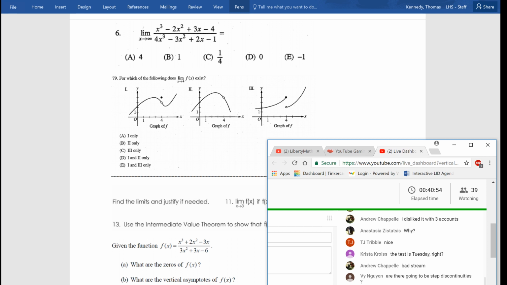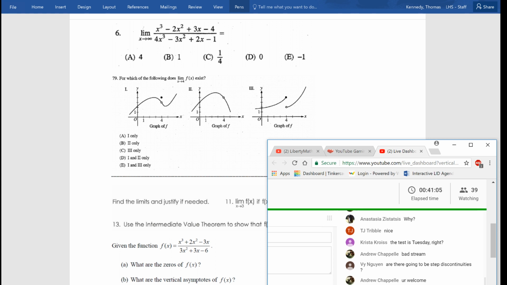Are there going to be step discontinuities? Yes. Step discontinuity is like in 79 here. There was a step discontinuity just right on the screen here. The third graph for 79, that was a step discontinuity. So yeah, any one of our piecewises that don't line up, like all those trig ones on the quiz, were step discontinuities. So absolutely we will have this.